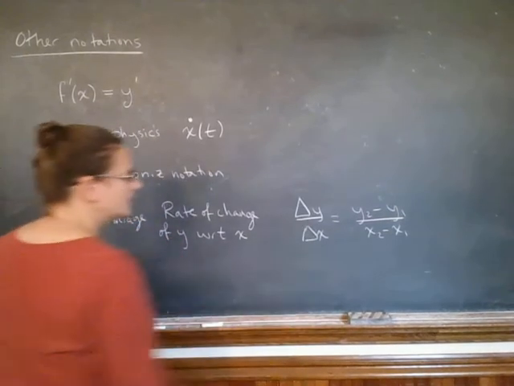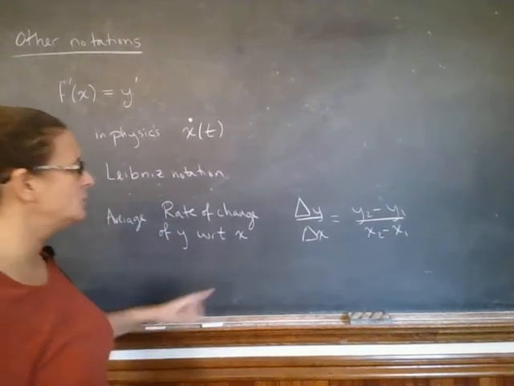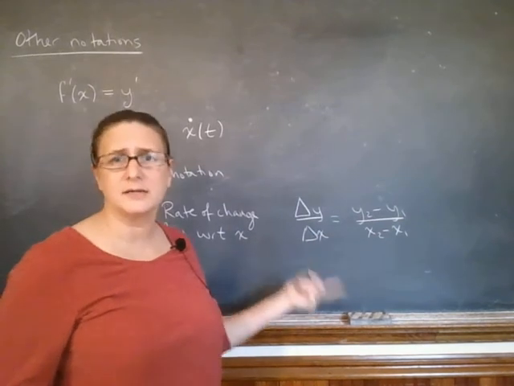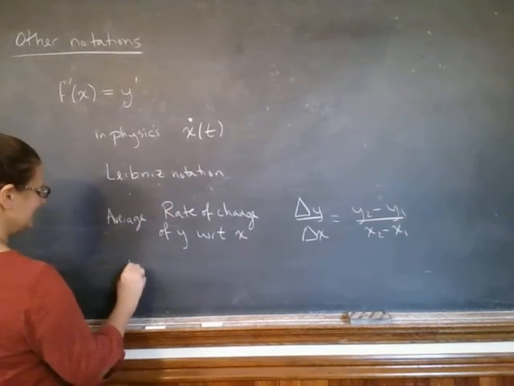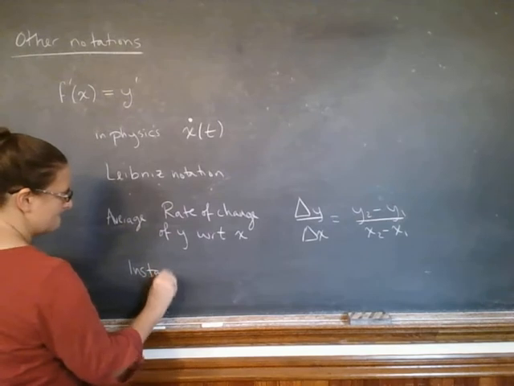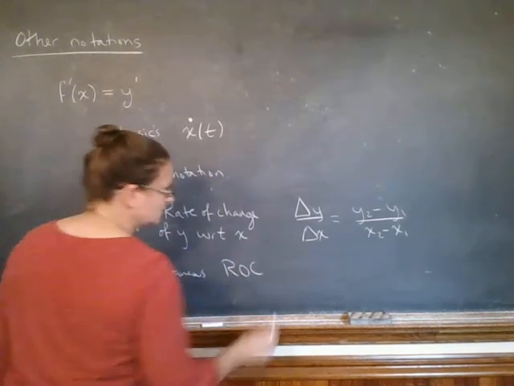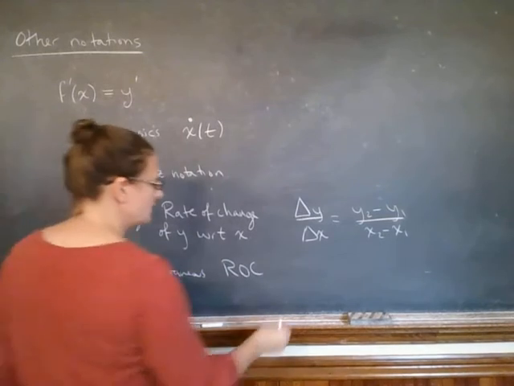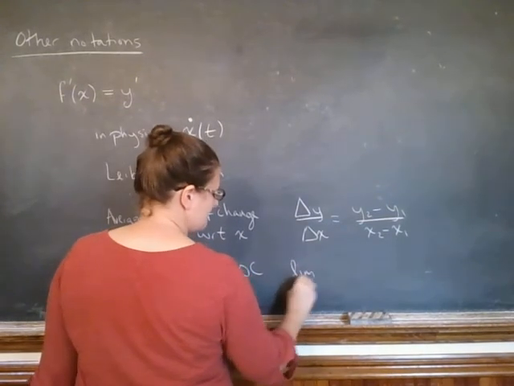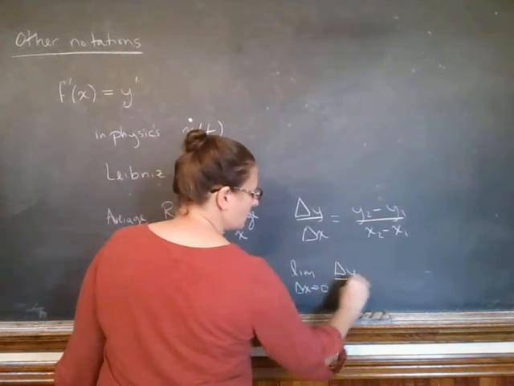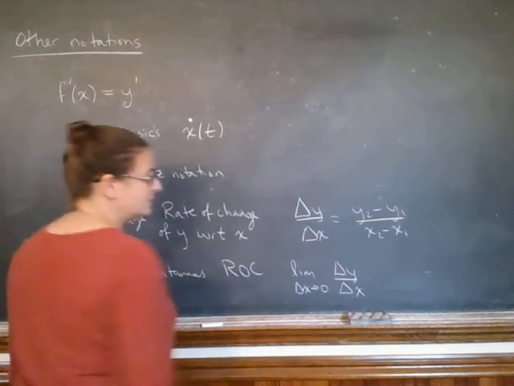And then if you want to go to the instantaneous rate of change, you would take this guy, which often we talk about like delta t. We take this guy to 0, right? So instantaneous rate of change, I'm just going to write ROC instead of rate of change, would be the limit as delta x goes to 0 of delta y over delta x. So that's the reason for the notation.